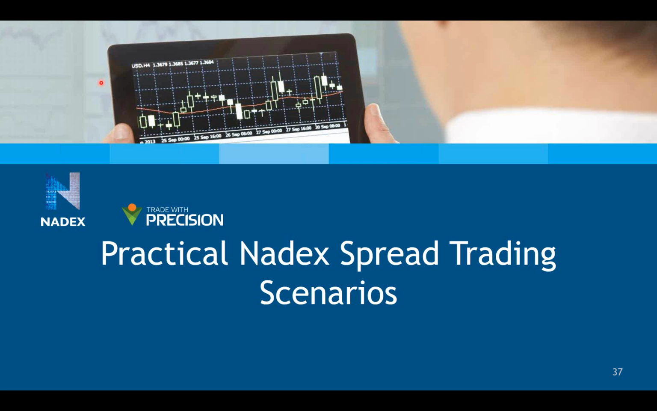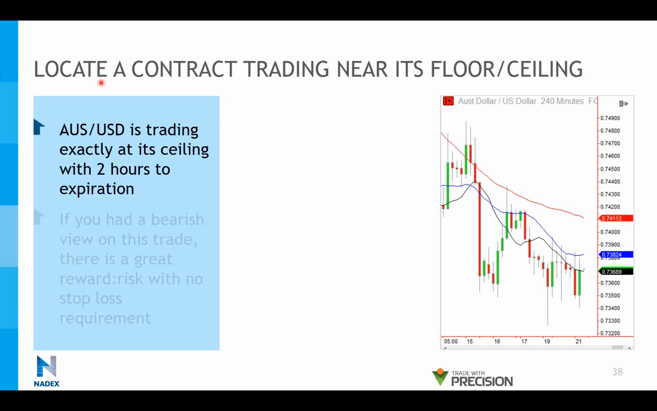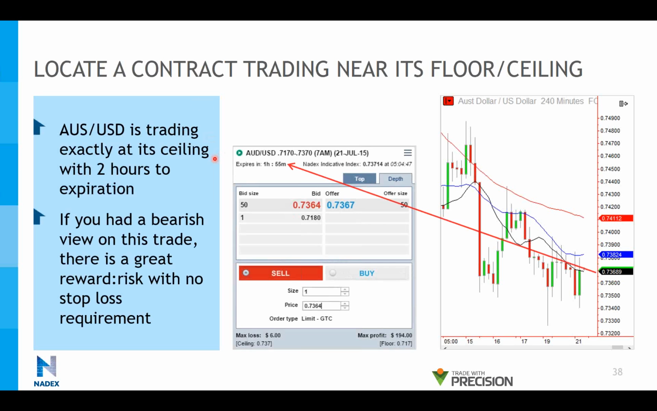All right, some practical Nadex spread trading scenarios. Here we are looking at Aussie against the US dollar, and it's trading exactly at its ceiling with 2 hours to expiration. We see the market is in a downtrend. We're trading here very close to the ceiling level, at 73.70. If I sell this contract now, my maximum loss is just $6. My maximum profit, however, is $194. That's a trade here with a great reward to risk ratio. No need for a stop loss placement because I know my downside. I can scale my position accordingly.